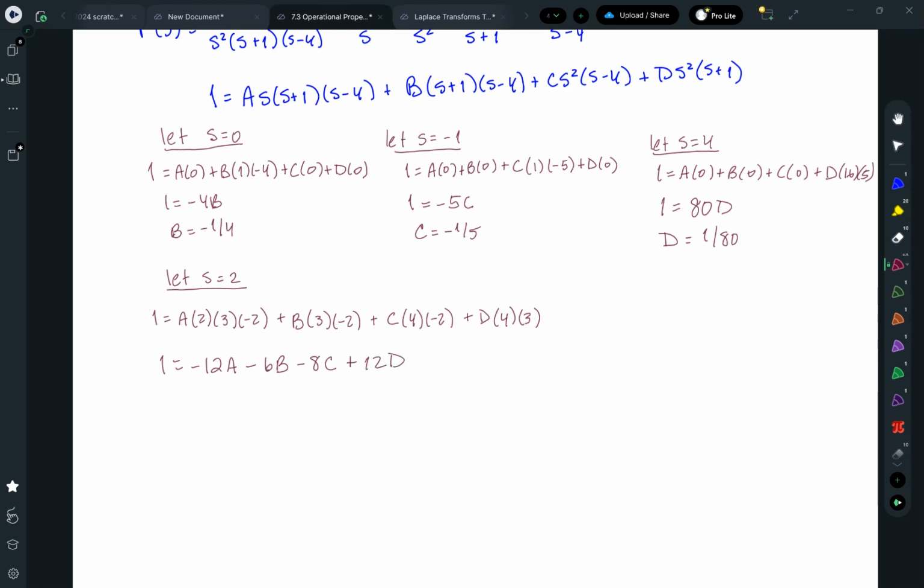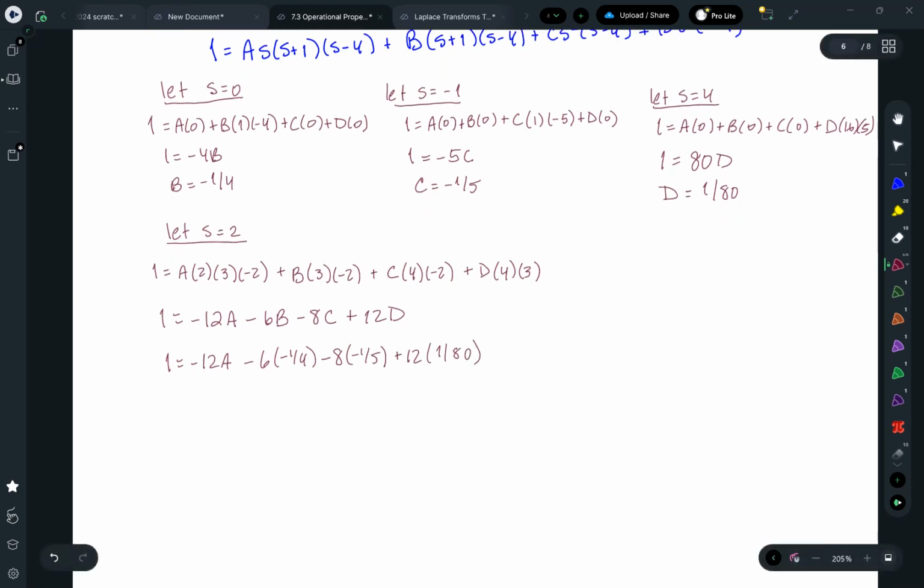Now I know B, C, and D, so I plug them in. 1 is -12A minus 6 times the -1/4, minus 8 times the -1/5, and then plus 12 times 1 over 80. And then rewriting this again, I have 1 is -12A plus 3/2 plus 8/5, and then plus, let's see, that'll become 6 over 40 and then 3 over 20.